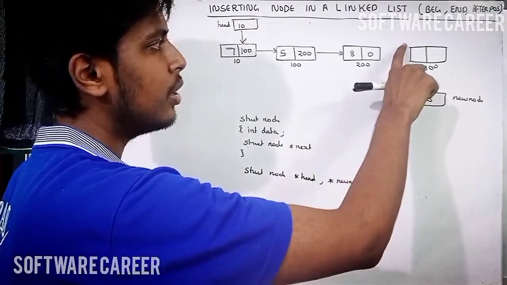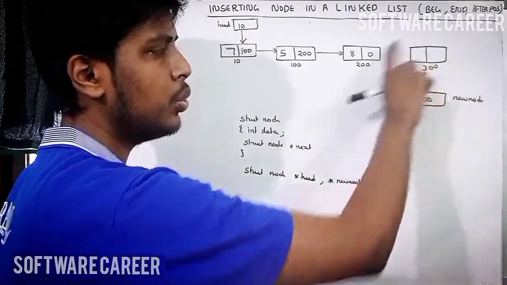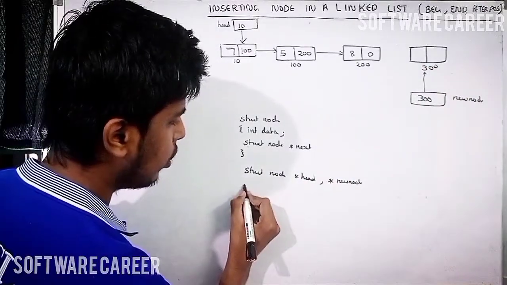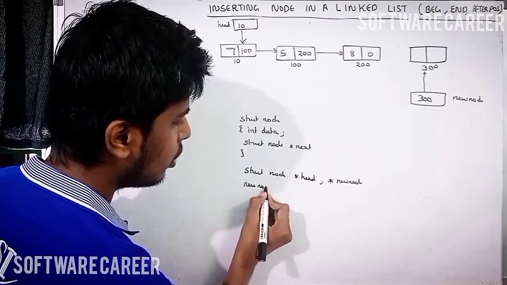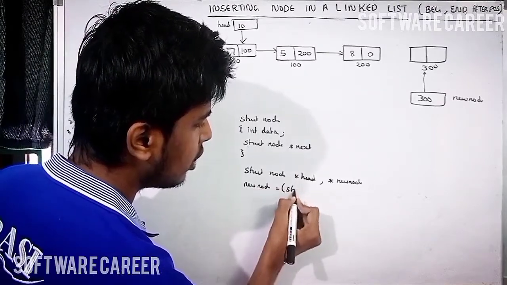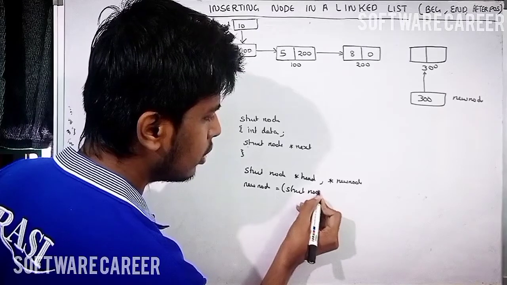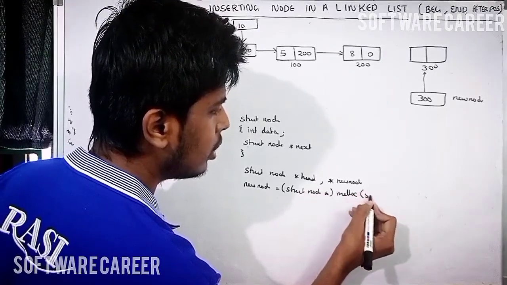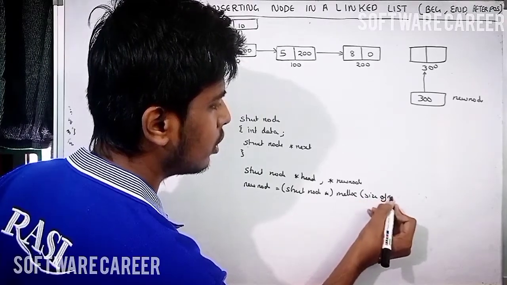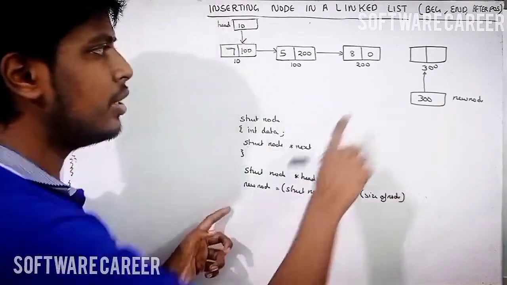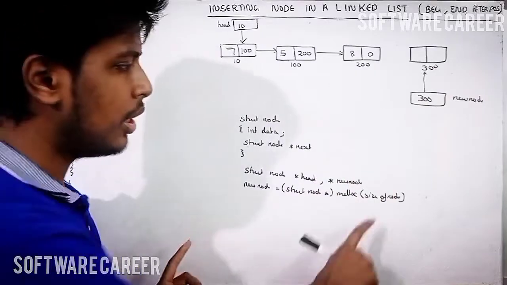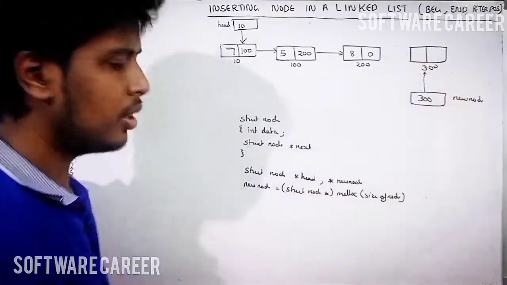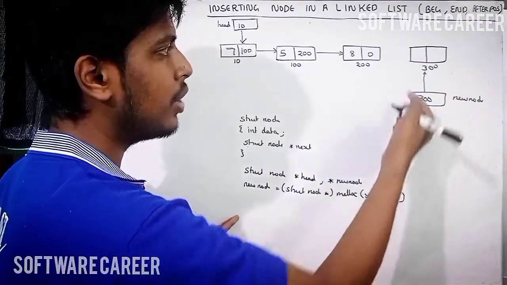Then for the first step I should create this new node. How to create it? Dynamically, by using the malloc function. So I am writing the code. New node equals struct node star malloc size of node. Now I have created this new node by using malloc, and the size of node is 4 plus 4 bytes, 8 bytes.